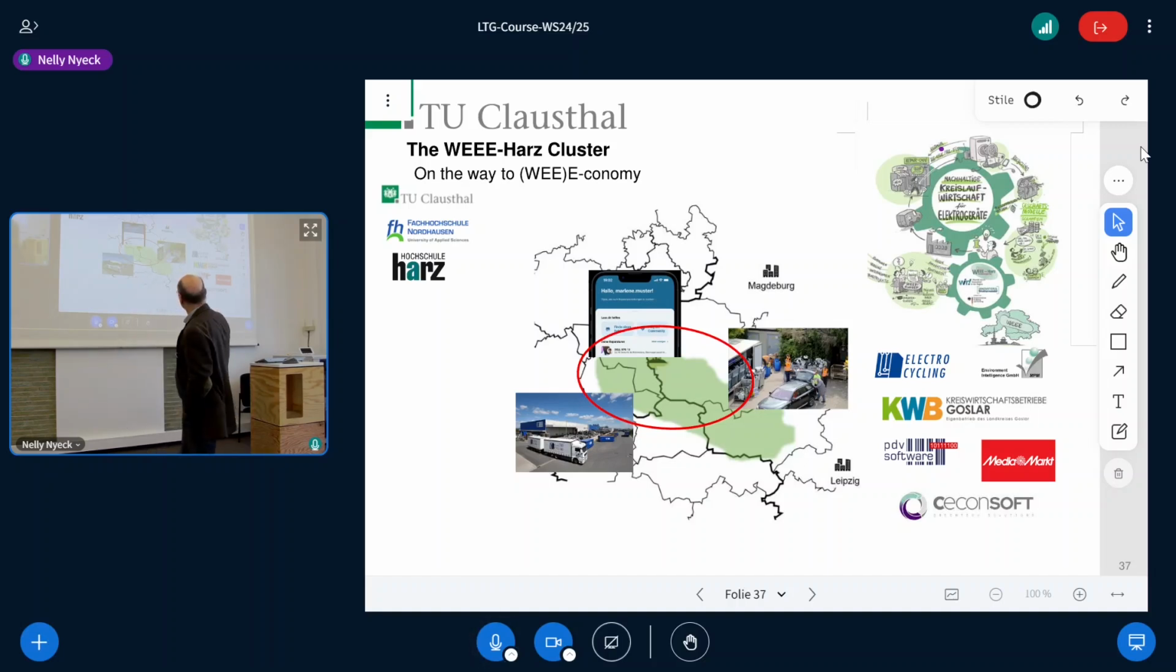another small company started with generating an app where to go with your old product, not waste, but old product. And you have the complete line coming from, well, who else can use it? Can it be repaired? Can it be refurbished? Can it be manufactured or whatever? And we have partners around here like Elektrocycling, like Kreiswirtschaftsbetriebe, like Mediamarkt or PD4 Software working on that. And so that works together and starts to work out very well.